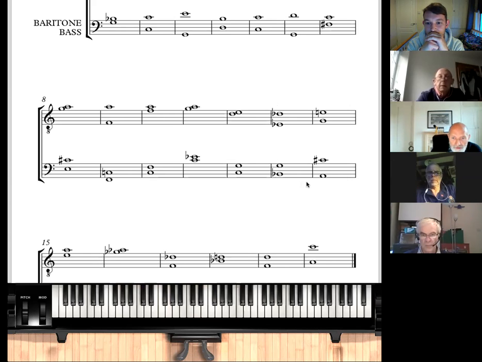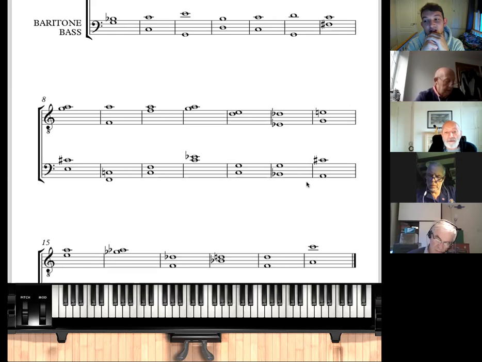B flat. D. B, E, B flat, E. B flat, E flat. G. B flat, E flat. No. It's E flat 7th.